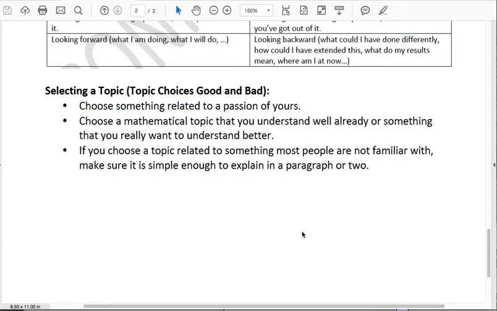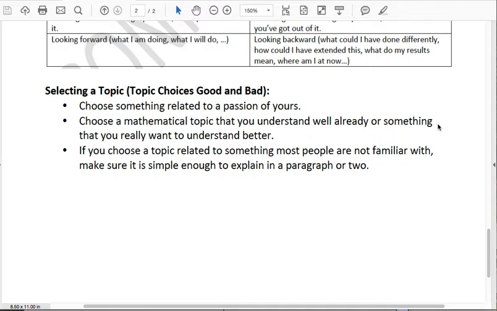Another thing that is really helpful when you're choosing a topic, whether you start with a passion of yours and then find the math that goes with it, or you start with the math and then relate it to something in your life, either way, the mathematics that's involved should be something that you already understand pretty well, so you can really get into the application and the exploration of it, or something that you really want to understand better. I say that because if you don't understand it well already, you're going to have to do some research. You're going to have to do the hard work of researching the topic and gaining that deeper understanding.